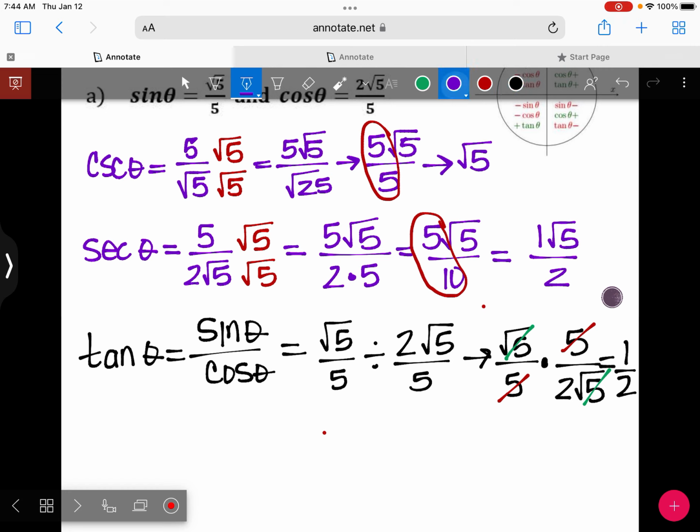Okay, let's do the cotangent, which in all fairness, cotangent is the reciprocal of tangent. So if I know tangent is 1/2, then I know cotangent is 2. You could also do cosine divided by sine. But in this example, we're going to just end up with 2. And all 4 answers are positive because we are in quadrant 1. Any questions about how we work through that example?